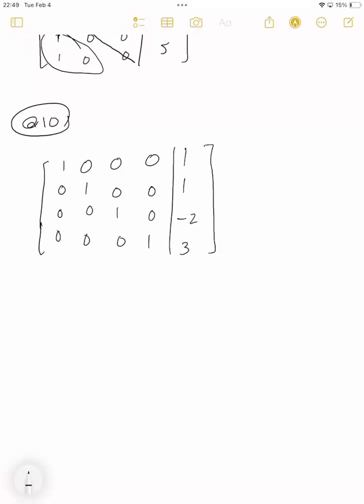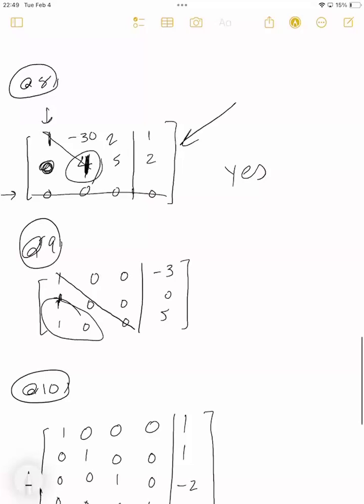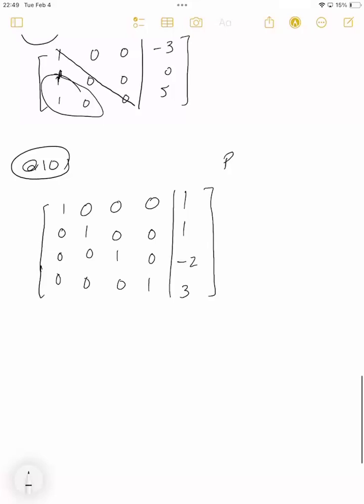And the problem says, is this matrix in the reduced form? So it's not only row echelon form. When I had a 1, this was in row echelon form. This is called reduced row echelon form. So now we have a reduced.